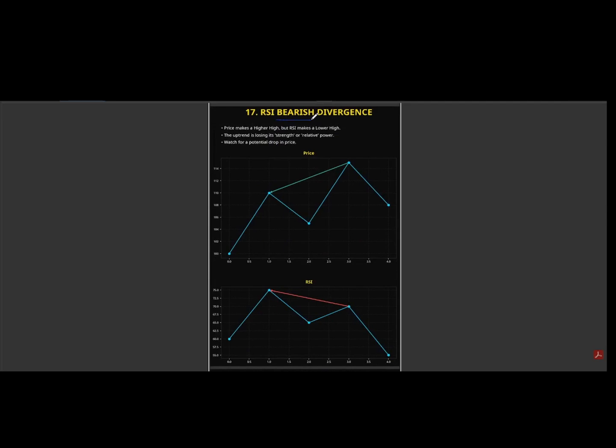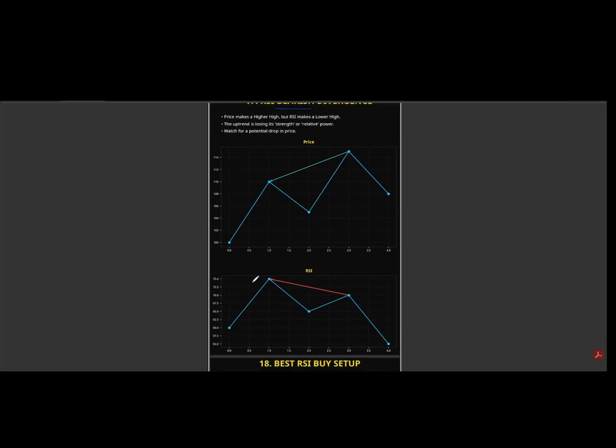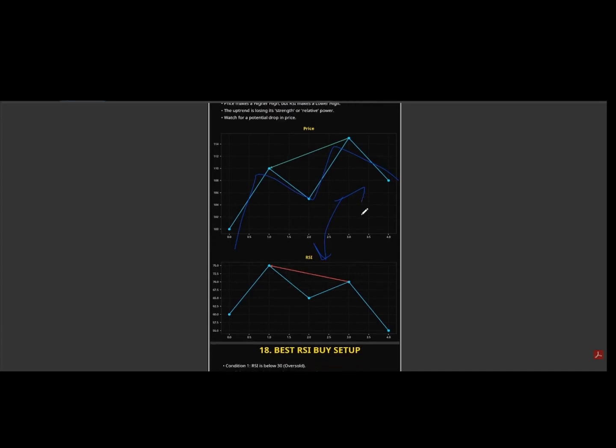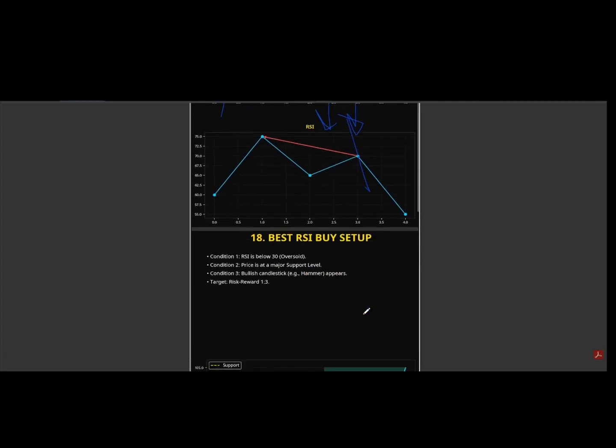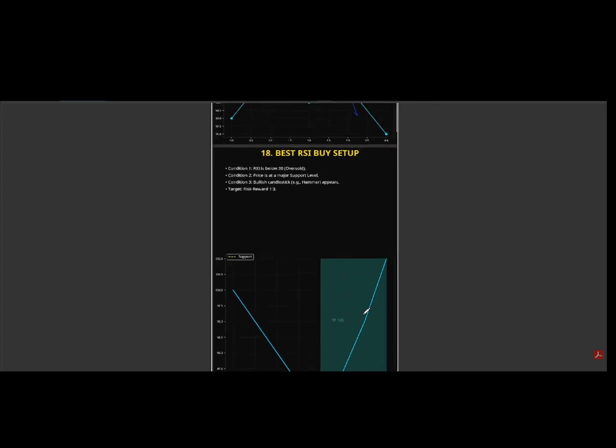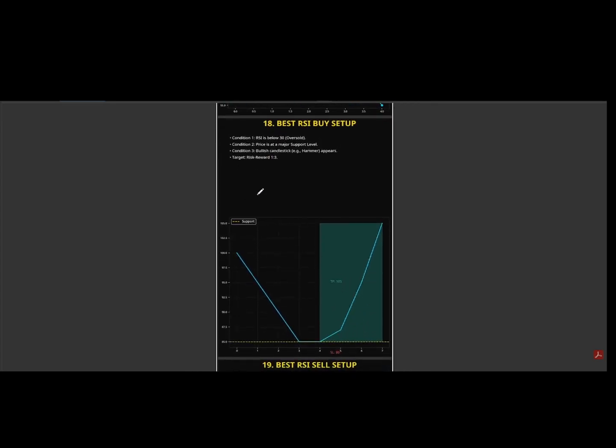Now RSI bearish divergence. RSI is going downwards and price is moving in an upward trend. Again, this is RSI divergence because price and RSI are in opposite directions. Here you can look for price to follow RSI. Even though it is going in an upward trend, buyers are still weak because RSI is in a downward trend.